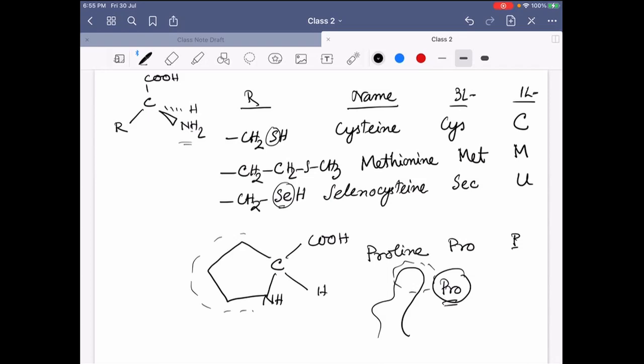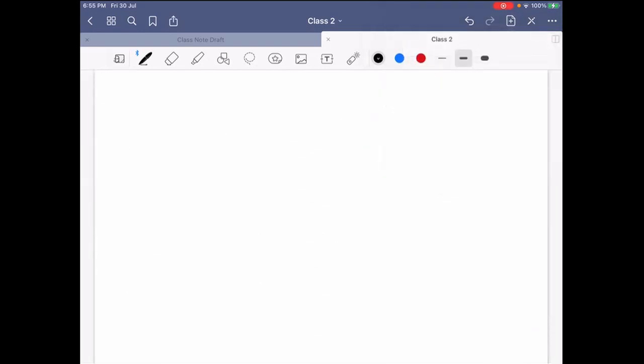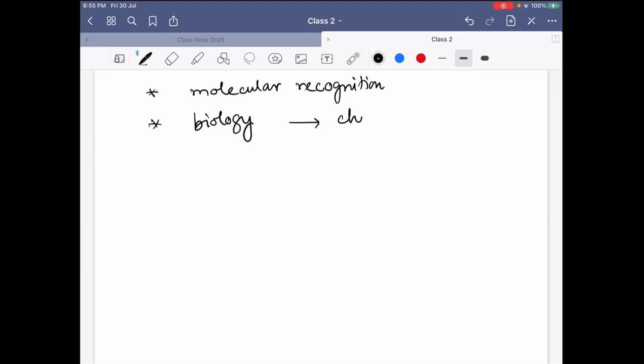So today we learned mostly about molecular recognition, how it is important. And we found that biology uses molecular recognition a lot, and uses chirality as one of its tools. And we also know about the different amino acid structures. Those will be very important for your exams and assignments.